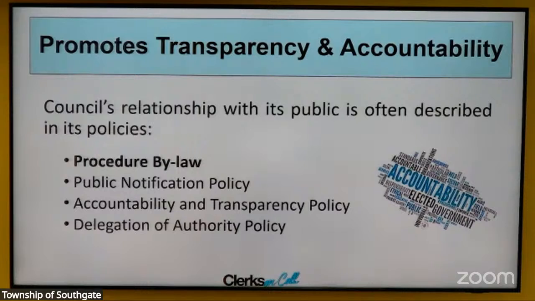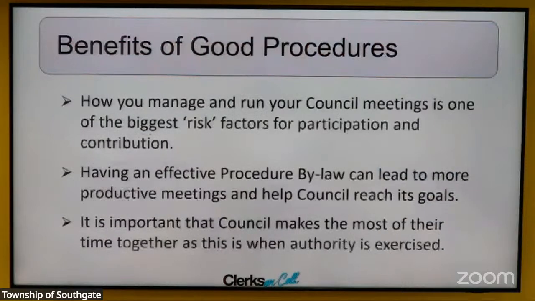So council's commitment to transparency and accountability is really crucial to building trust with the public. And council's relationships with the public is often described in your policies. And in addition to other policies that you have, such as your notice policy, accountability transparency policy, and delegation of authority policy, your procedure bylaw really helps you promote transparency in order to build a positive relationship with the public. And in addition to building that positive relationship with the public, here are some other benefits of having good procedures.